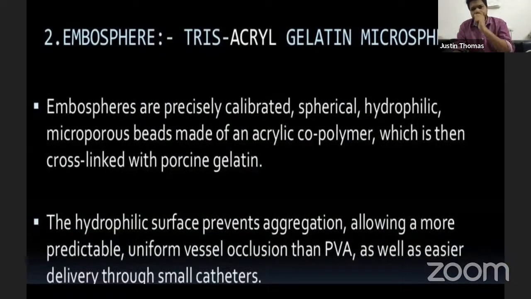Coming to the next, permanent particles, these are Embospheres. Embospheres are trisacryl gelatin microspheres, which are precisely calibrated spherical hydrophilic microporous beads made up of acrylic polymer, which is cross-linked with porcine gelatin. This hydrophilic surface prevents aggregation, allowing more predictable uniform vessel occlusion than polyvinyl alcohol, as well as being easily delivered through small catheters.